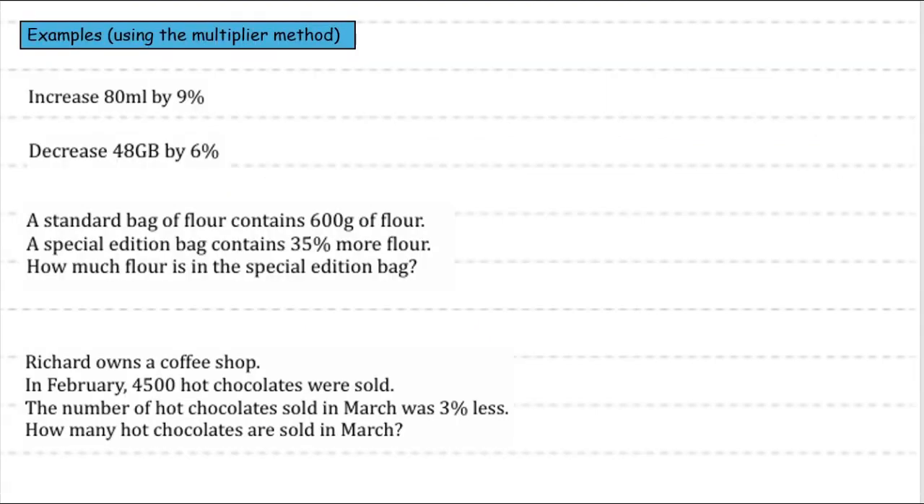Let's apply the method to a few more examples. Increase 80 milliliters by 9%. The multiplier in this case is 100% plus 9%, which is 109%, which in decimal is 1.09. So we do 1.09 times 80, which gives us 87.2.